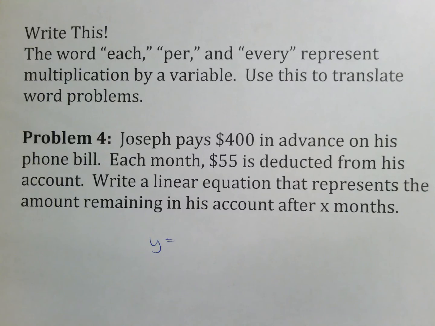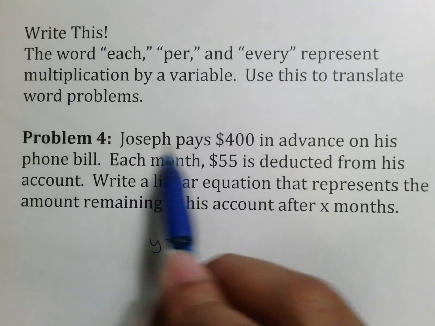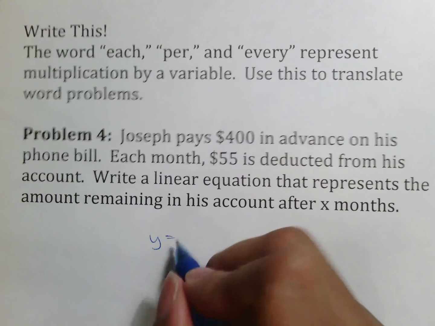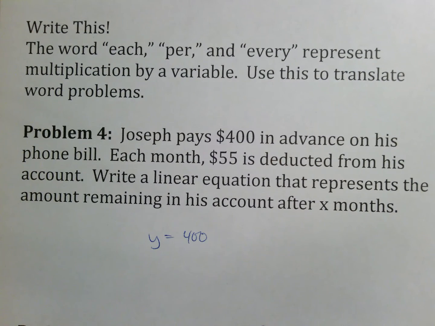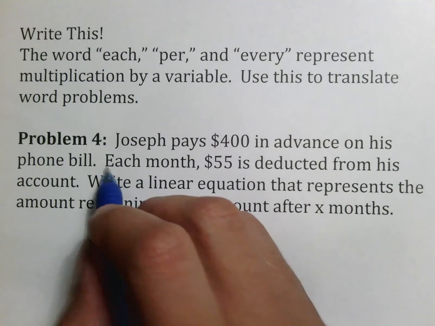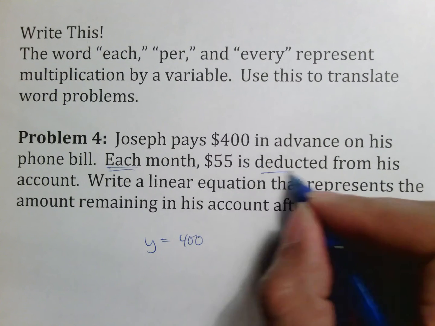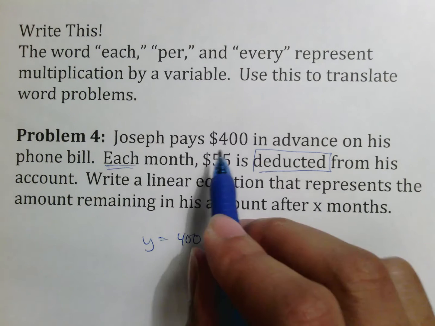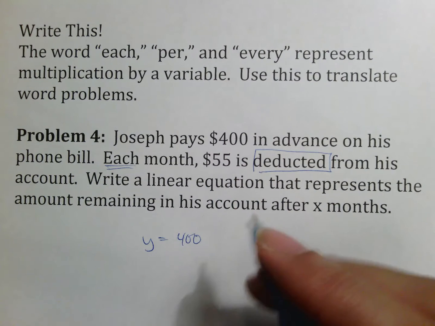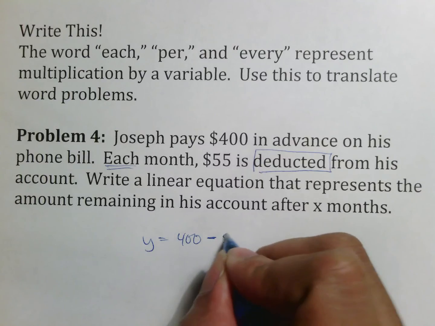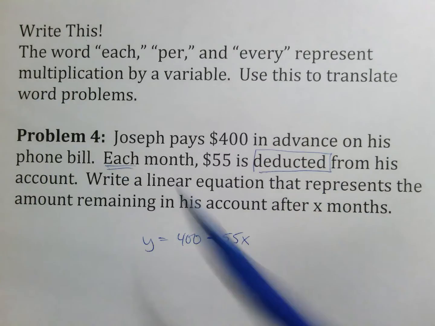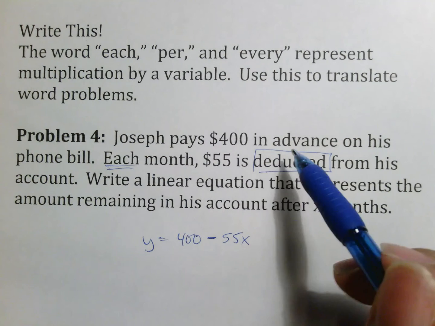The thing you have to understand is, notice that 400 has no keywords to it. I don't see 400 each. I don't see anything. That means that 400 is just a regular number. But every month, each month, which is a keyword, $55 is deducted. Well, think about what deducted means. It means that if there was 400 in my account and I deduct $55, it doesn't go up. It actually goes down. So I would subtract 55x because it's 55 each month. That is how you find out where the variable goes.